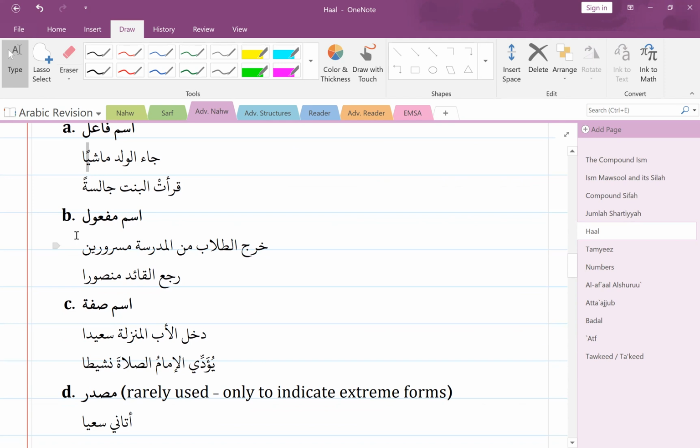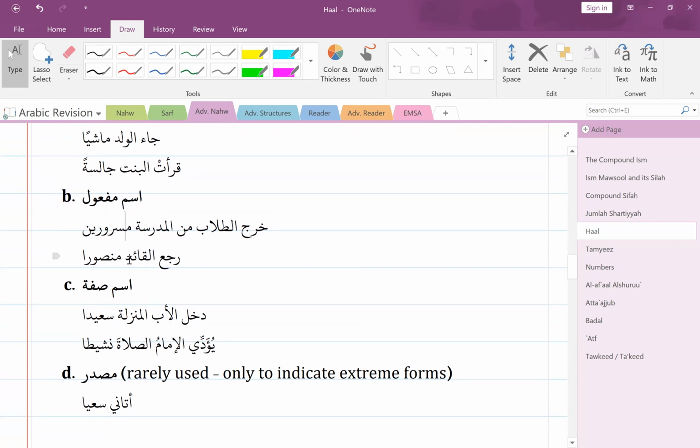Then you have isim maf'ul. خرج الطلاب من المدرسة مسرورين. So خرج الطلاب, the students came out of the school. How did they come out? مسرورين, happily. They came out happily, or while they were happy, or as they were happy. And you can see مسرورين matches الطلاب in gender and number, and it is also mansub. Okay, مسرورين. Not مسرورون, مسرورين.